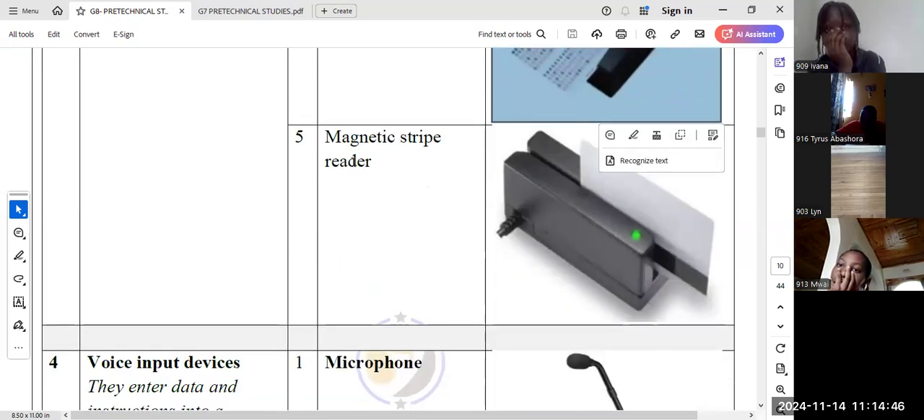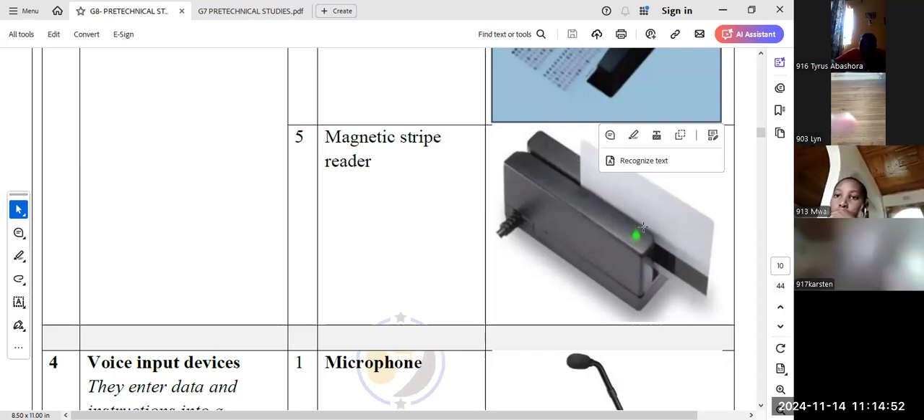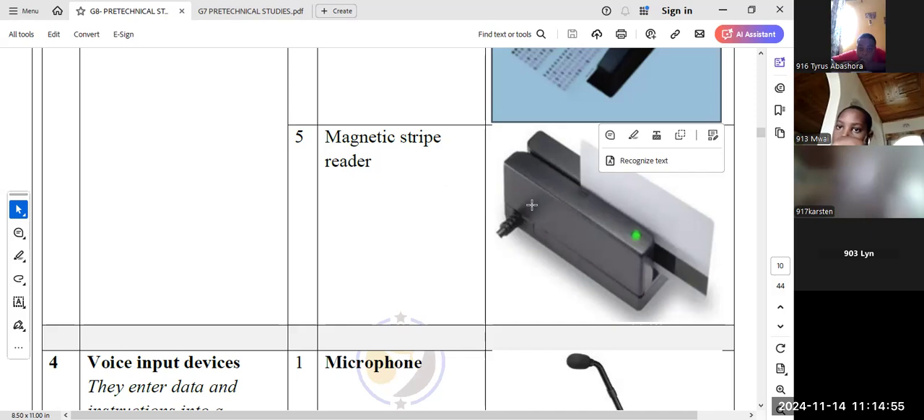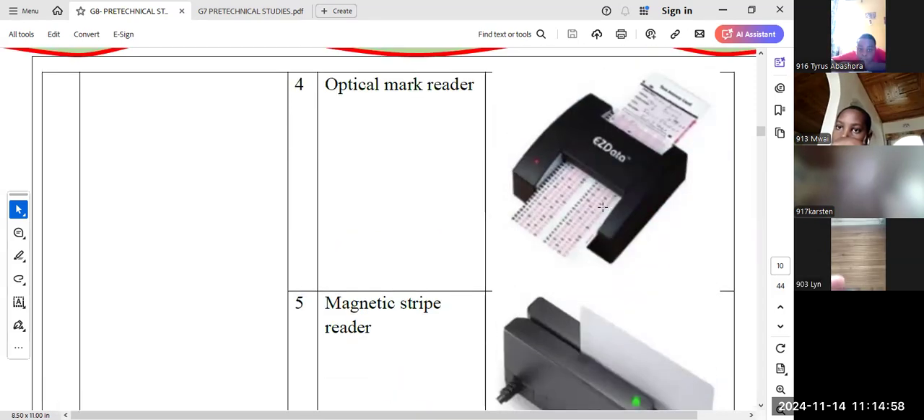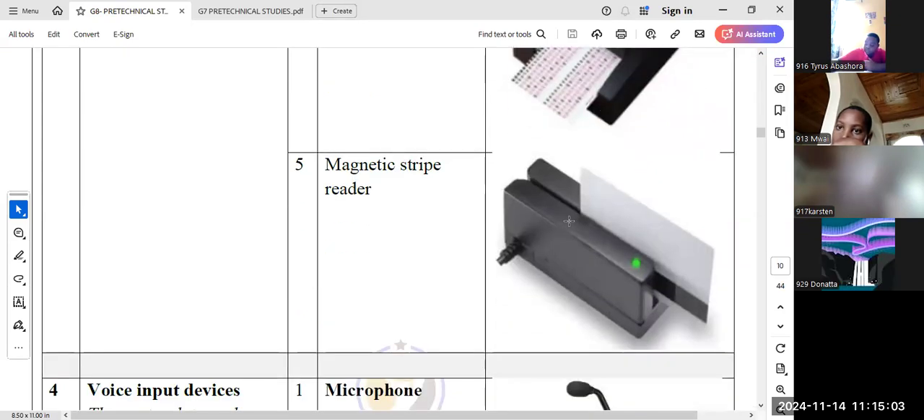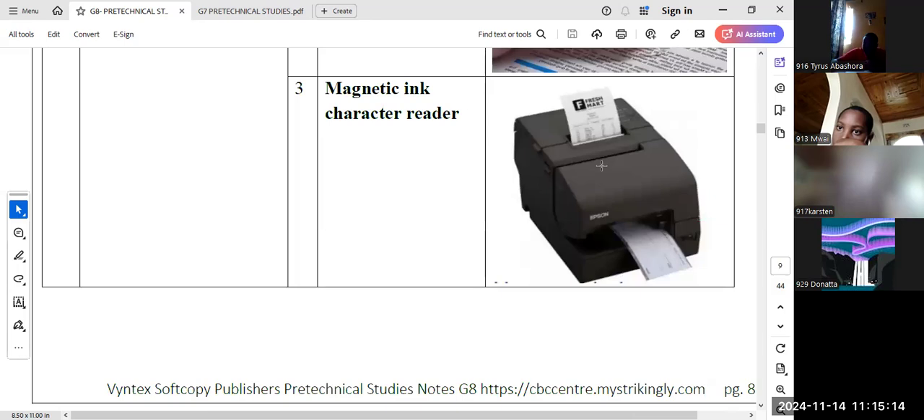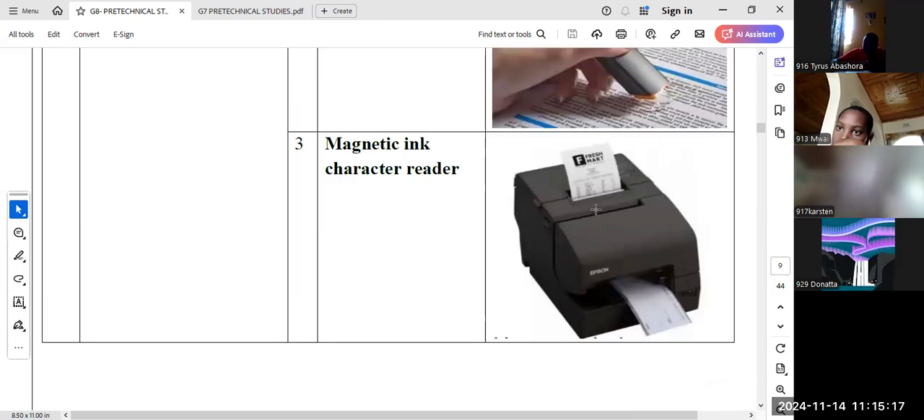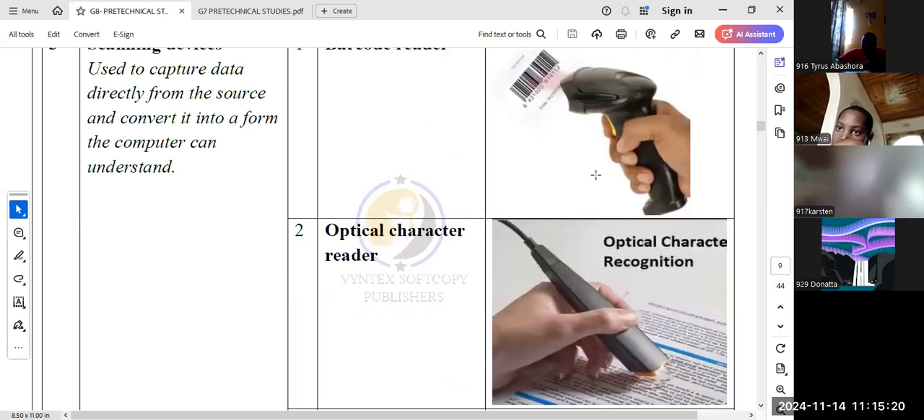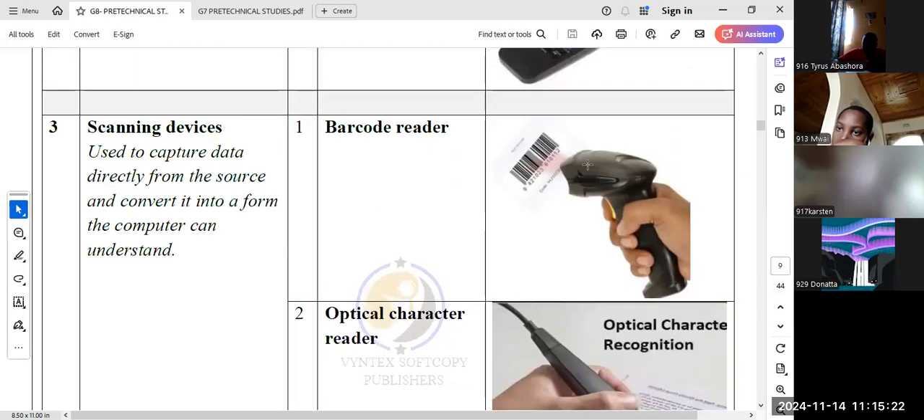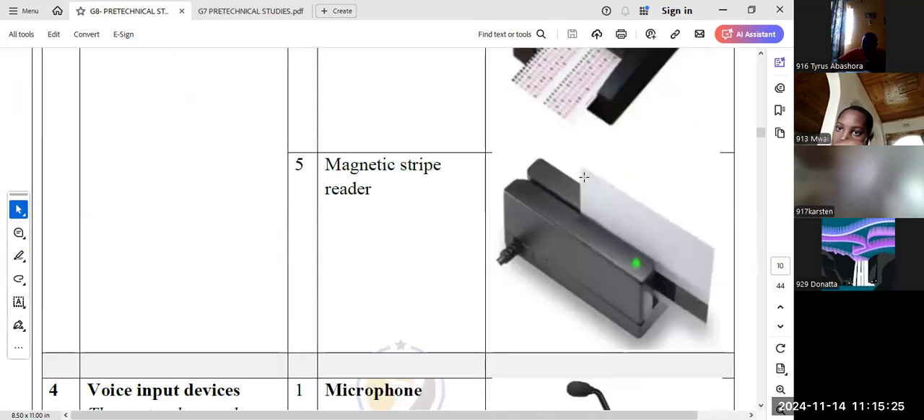Then we have the magnetic strip reader. This one is the same way your ATM looks like. So you have to swipe. This one is the magnetic strip reader. It's not the same as this one, which is the optical mark reader, OMR. This one is the magnetic strip reader, MSR. So don't confuse them. The magnetic strip reader, the optical mark reader, the magnetic ink character reader, the optical character reader, and the barcode reader.